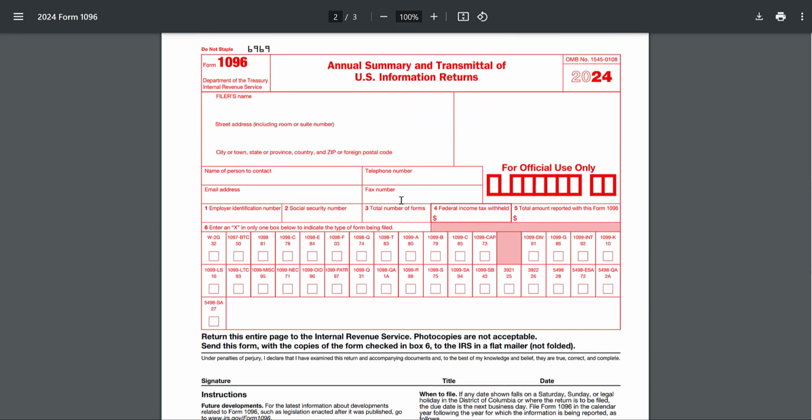So you can certainly file this by paper. If you're large enough and you have enough, then you need to file it electronically. But you can file this by paper if you're a small business. There are a lot of systems, though, that make it extremely easy to file these electronically.